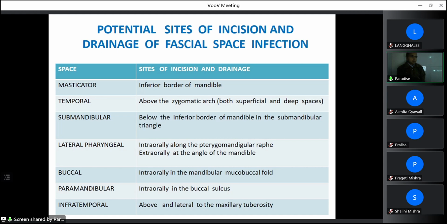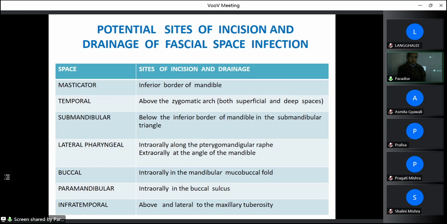In case of masticator space infection, you have to give the incision over the inferior border of the mandible, usually the submandibular incision. From there, the masticator spaces, the submasseteric space, the pterygomandibular space, or the superficial and deep temporal spaces can all be approached through the submandibular incision. If there is temporal space infection, you give the incision above the zygomatic arch. Both superficial and deep spaces can be drained through that approach. In case of submandibular space infection, you give the incision below the inferior border of the mandible in the submandibular triangle. In case of lateral pharyngeal space infection, you give the incision intraorally along the pterygomandibular raphe, or you can approach extraorally at the angle of the mandible.